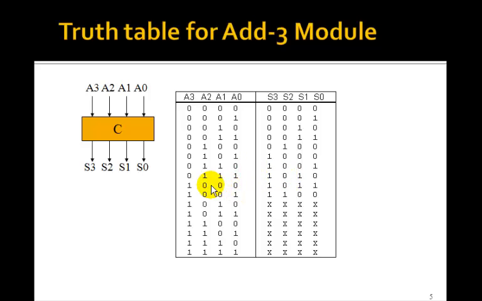8 would add 3 and get 11, and 9 would add 3 to get 12. Now, we don't need to worry about A, B, C, D, E, F because those aren't valid BCD numbers, so we can put don't cares here. And you could, if you wanted to make such a module, find the Karnaugh maps for each of these and actually implement this module.